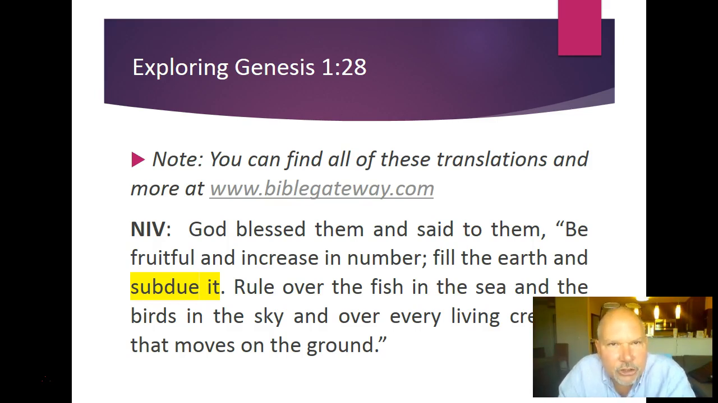And so for this lecture, we're going to look at Genesis 1:28, and the NIV translation reads, "God blessed them and said to them, be fruitful and increase in number, fill the earth and subdue it, rule over the fish in the sea and the birds in the sky, and over every living creature that moves along the ground." Now, you may want to, and in this case we are going to, look at what does subdue the earth mean? What does God mean by that?